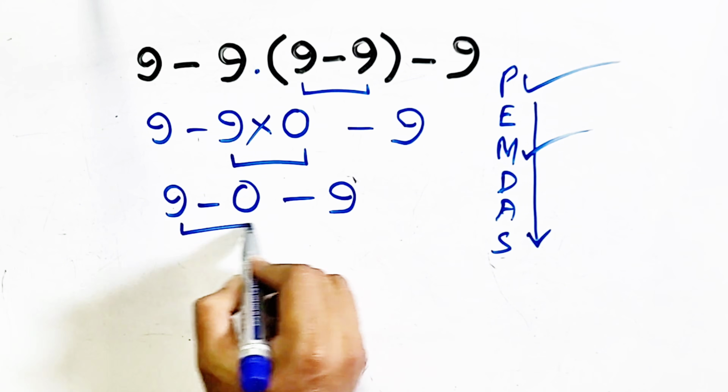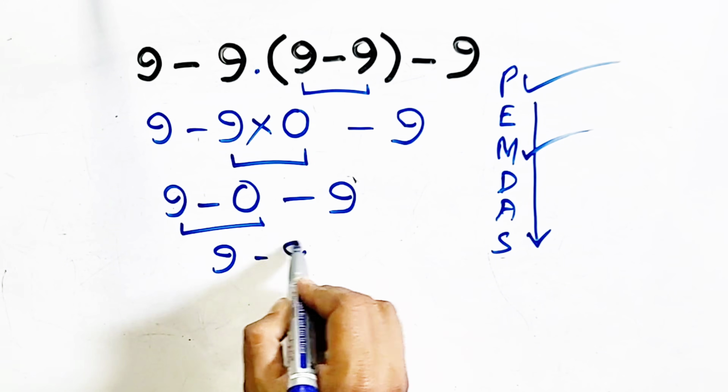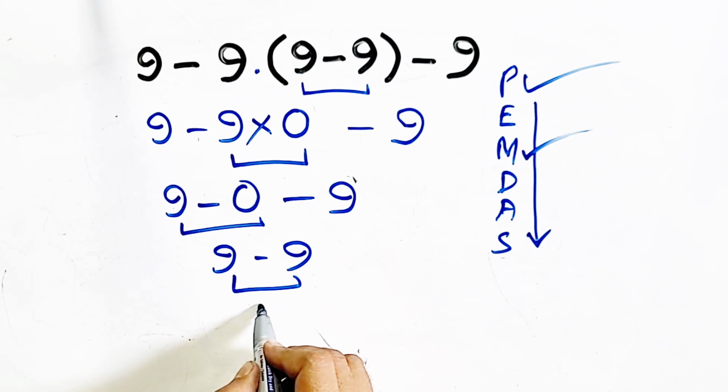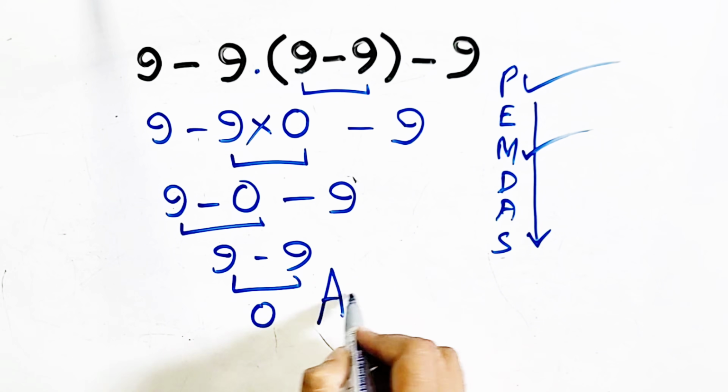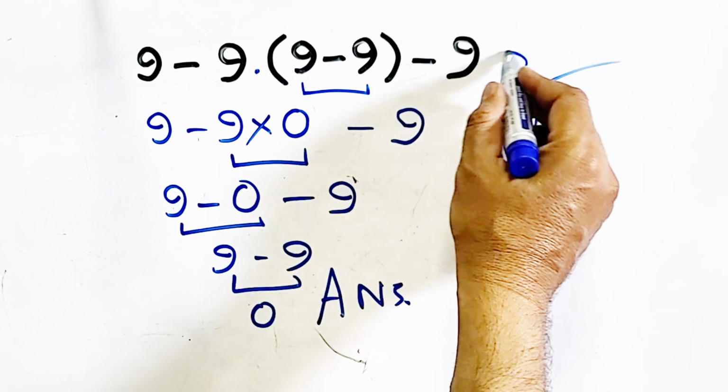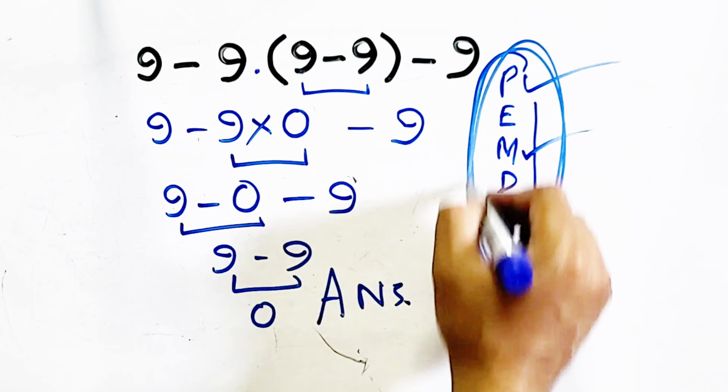Now 9 minus 0, it will be 9 minus 9, which will result in 0. 0 will be our correct answer according to the PEMDAS rule.